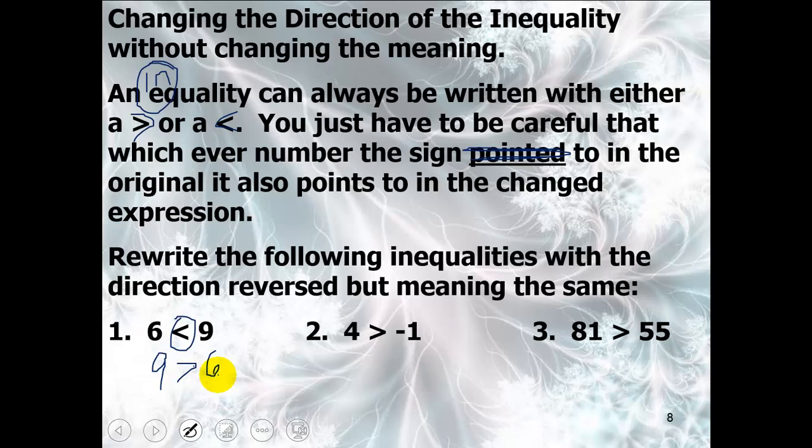Okay. Number 2, we have 4 is greater than -1. I want to flip my inequality sign, but I want to have the same meaning. So that means -1 is less than 4. Why don't you try 3 on your own, and then come back and see if you got it right. Here we go. We want the sign to be less than, so 55 is less than 81.